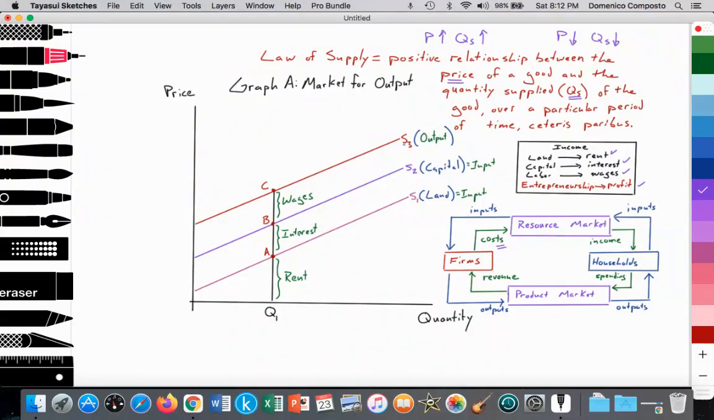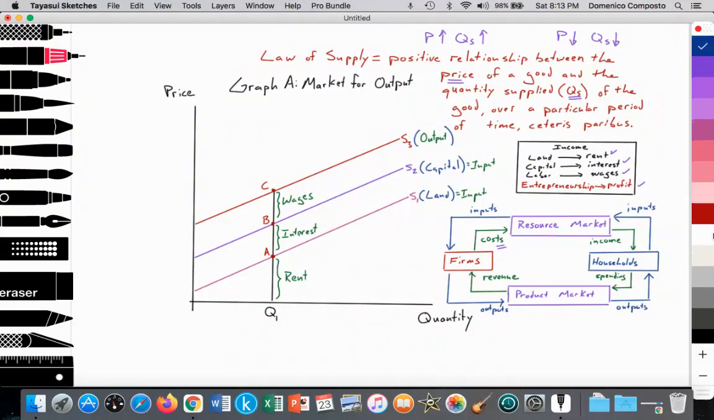So S3 is the final goods and services being produced by the firm. These are their outputs. That is reflective of the cost or the marginal cost of production by incurring wage costs, interest costs, and rent costs. All right. So let's understand again this idea of price rising and the quantity supplied of outputs rising.